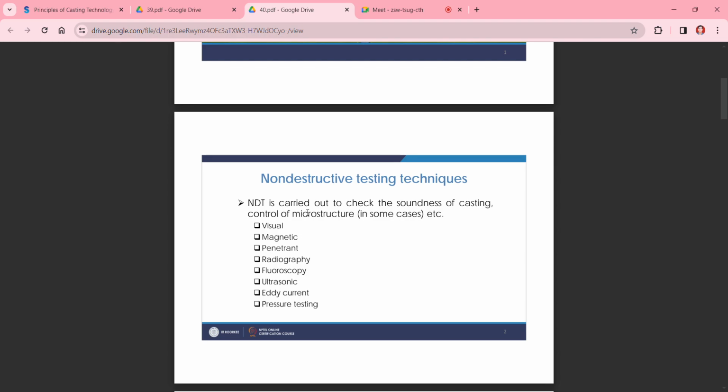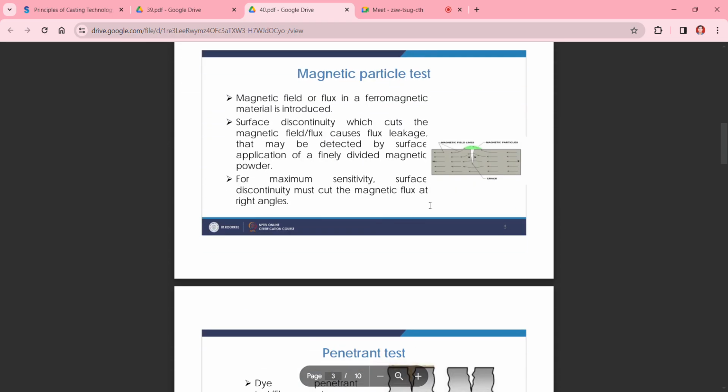Then coming to magnetic inspection testing. In magnetic particle testing, these tests are generally applied on ferromagnetic materials only, because you need some magnetic properties in your material to apply the magnetic particle testing procedure on your castings. These NDT tests are generally employed for checking pores, or defects on the surface, which you are not able to see with your naked eyes.